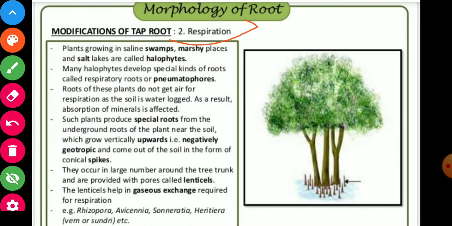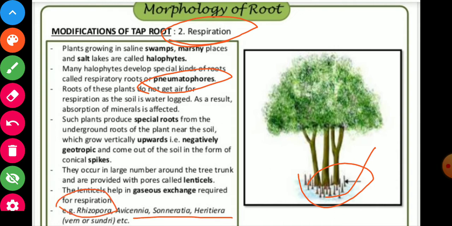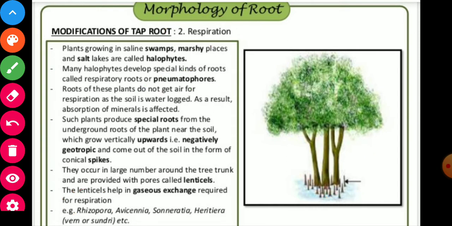Respiration. Some roots are modified for respiration, for exchange of gases. So you can see the plants which are found in swampy areas or marshy areas. Due to water logging, they cannot get proper amount of oxygen and CO2. So the respiration or the exchange of gases takes place through these roots. They are called pneumatophores, respiratory roots. They are found in Rhizophora and other plants also. So they are used as respiratory roots.